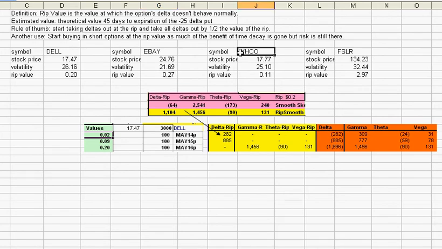Yahoo, $17 stock, 25% volatility. The RIP is down at 11 cents, and a bigger stock, First Solar stock priced up at 134.23, the relatively high volatility of 32.44. The RIP value is 2.97, almost a $3 RIP. You can see how much these RIPs change over different stock prices and volatilities. But this is when, for First Solar, you need to start treating the options differently.